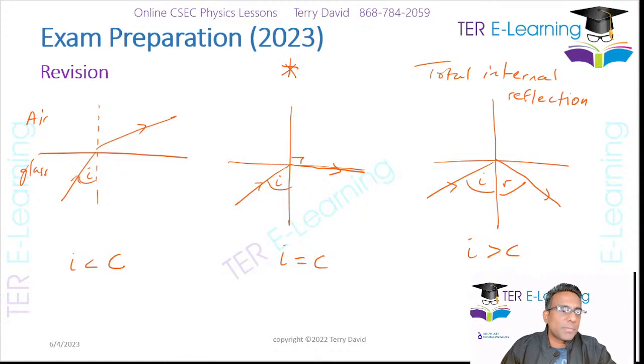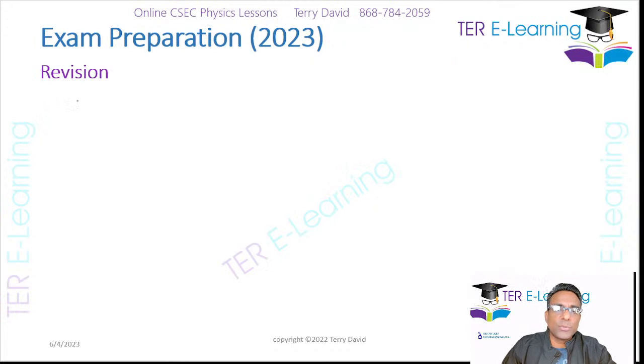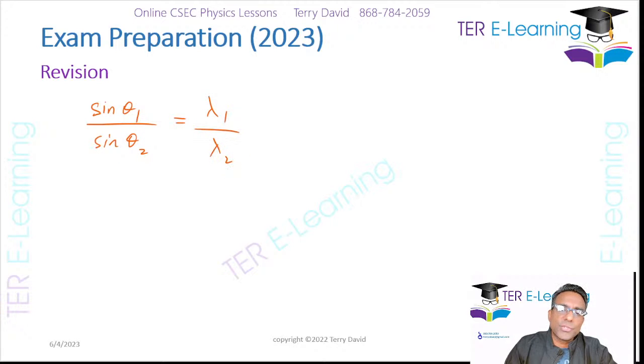Right? When it comes to waves as well, guys, make sure you all know this formula. If you have a wave traveling from one medium to the next, you all need to remember this formula. We can say that sine theta 1 over sine theta 2 is equal to lambda 1 over lambda 2, which is also equal to v1 over v2. So this is applicable to waves traveling from one medium to the next.